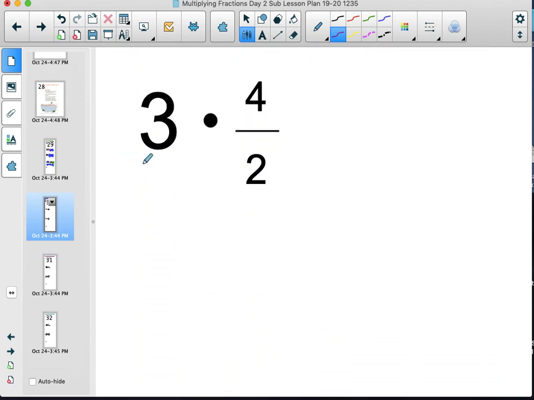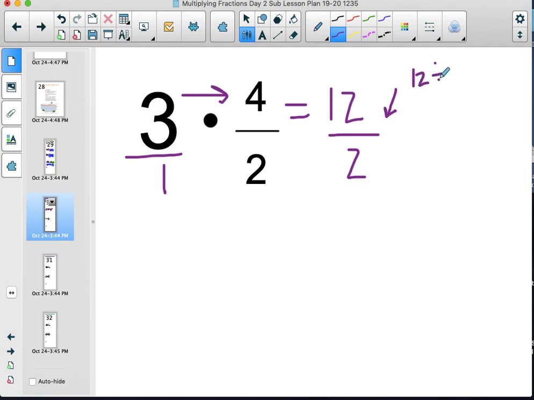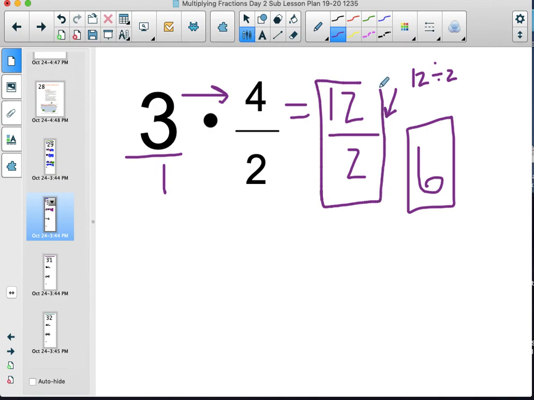All right, next one. We have 3 times 4 halves. Why don't you write this down, try it, and then unpause the video. All right, we're going to have 3 over 1. We're going to multiply straight across. 3 times 4 is 12, and 2 times 1 is 2. This one is much easier to simplify. Remember, like Mr. B said, anytime we have a fraction, we're really dividing. So it's really 12 divided by 2, and 12 divided by 2 is 6 whole. So if you got 12 over 2, you're golden. If you simplified that to 6, that's even better.